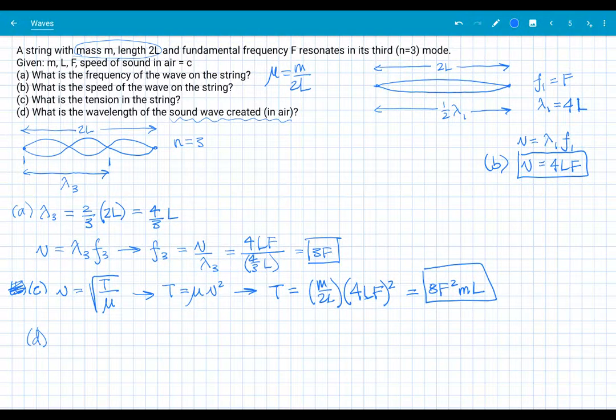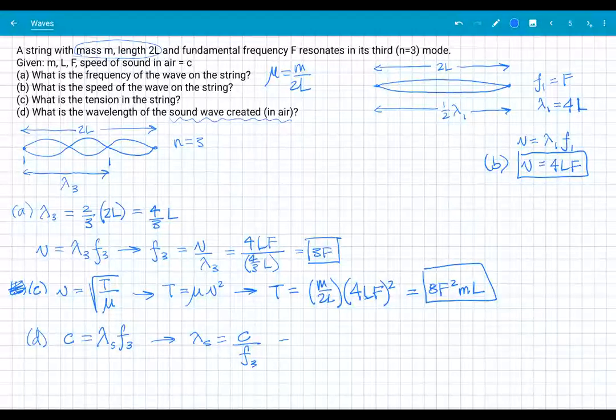So for the sound wave, I'm given the speed of sound in air, which is given to me as c. And again, I can use the equation that relates wave speed, wavelength, and frequency here. So this is going to be the wavelength of the sound wave. I'm going to subscript that with an S for sound. And remember that the string is vibrating in its third mode, so that'll be F sub 3. And I want to solve for the wavelength of the sound wave. That'll be equal to the speed of sound divided by the frequency of the string. So that's just going to be simply c over 3F.